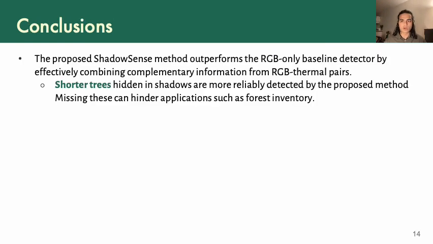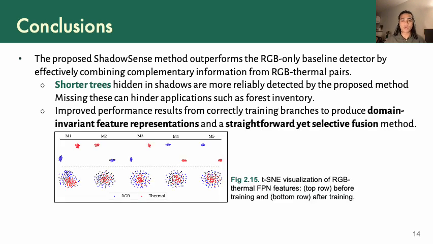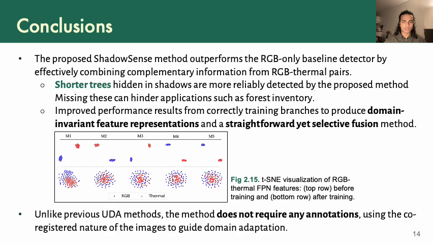So to conclude this talk, I'd just like to reiterate that the proposed ShadowSense model outperforms the RGB-only detector by fusing features from both RGB and thermal domains, and thus identifies shadow trees more effectively. This improvement can be attributed to the fact that the proposed training workflow successfully adapts the thermal branch to produce domain invariant feature representations, as shown in this T-SNE visualization. Crucially, unlike previous UDA methods, the proposed method does not require any annotations for training, and instead only uses the co-registered nature of the imagery to guide adaptation.